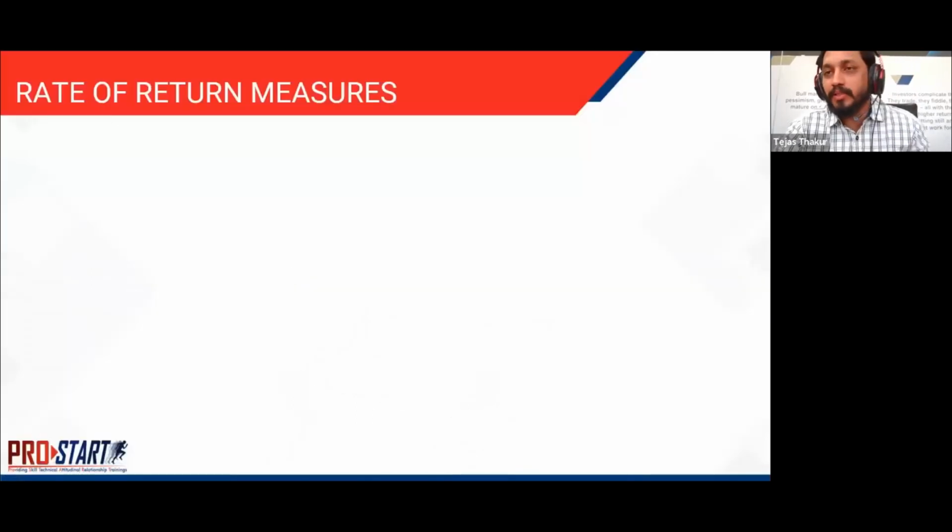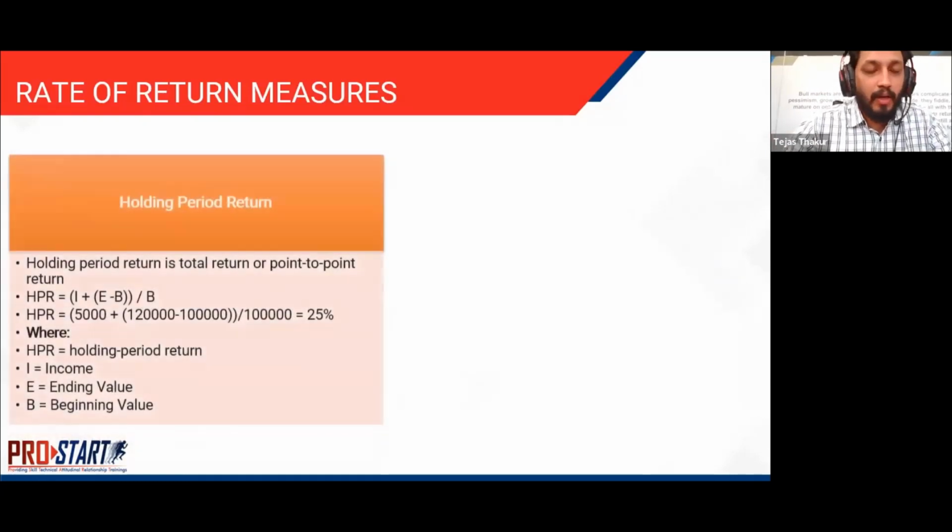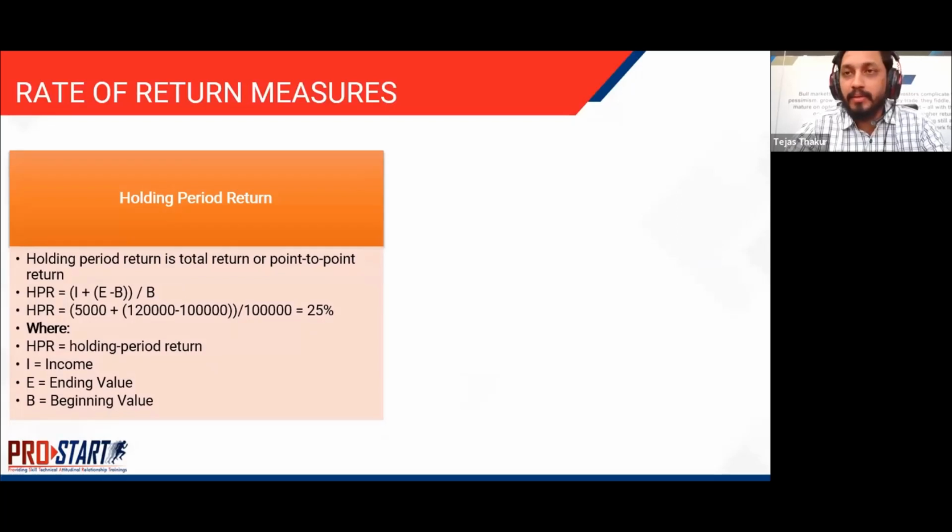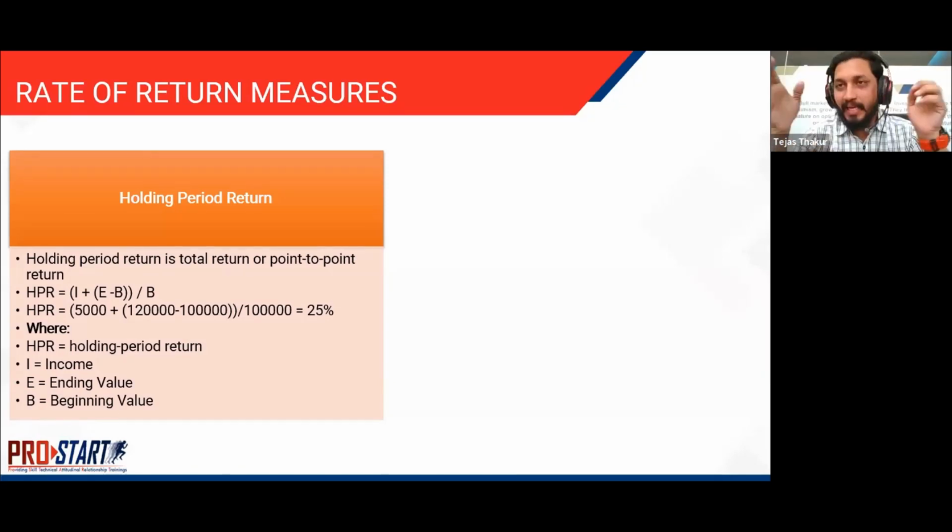So rate of return measures. There are a lot of measures with respect to how you can measure returns. One of the basic methodologies is holding period return. Now, holding period return is a very simplistic way of measuring returns, wherein you know the initial amount that you invested, you know the final value of the investment. It could be any period that you're holding that investment for, maybe 6 months, maybe 1 year, maybe 5 years. You're just trying to calculate the return that the asset has created in that particular period. So it's a simplistic absolute return that has been generated.